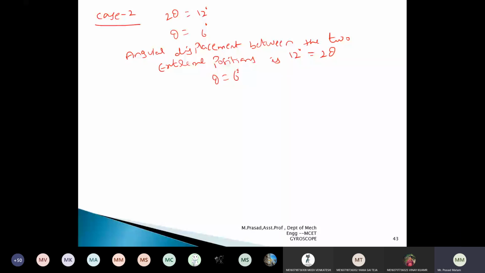Convert that into radians. How can you convert degrees into radians? Multiply with pi by 180. What is the answer we are getting here? Can anyone answer? 6 into pi by 180. Dear students, are you able to hear me? Yes, sir. Right, 0.105. 0.105 radians we are getting. So this I am calling the amplitude of the motion. This is the motion we are observing, that is called the amplitude.